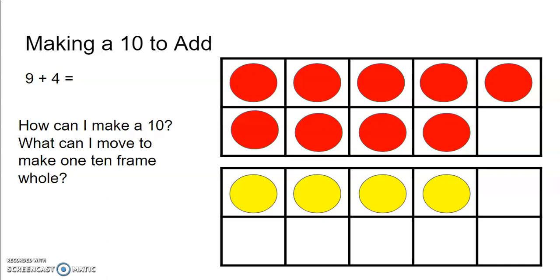So I see that the 10 frame with 9 in it, it's only missing one circle. So what I can do is I can take 1 from the 4 and give it to the 9 to make it 10. I crossed this circle out because it's not in this frame anymore. I moved it up to the other frame. So now I have 9 plus 1 equals 10. And then I look down to the second frame to see what I have left. I have 1, 2, 3 left. So I'm going to do 10 plus the 3 more is 13.